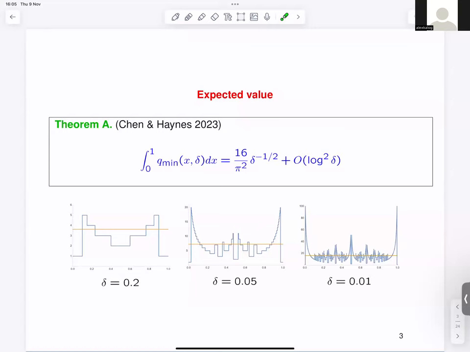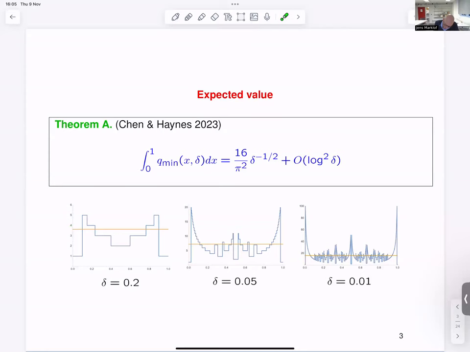And here is just a little illustration. That's 16 over pi squared here. And you see it sort of makes sense, yeah? So the little numerical illustration that I've given you is in the right ballpark of the Chen-Haynes result.